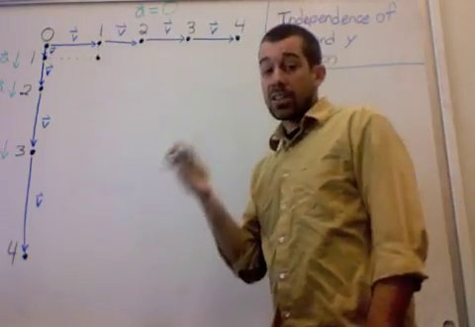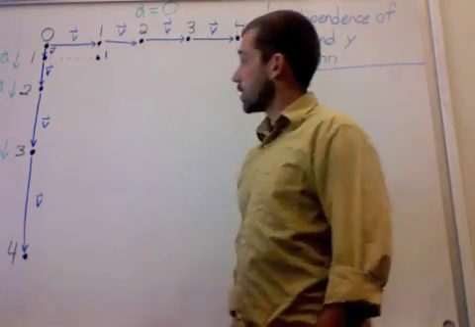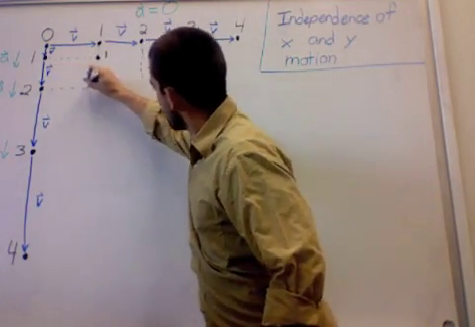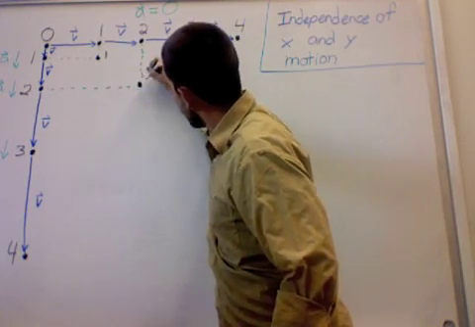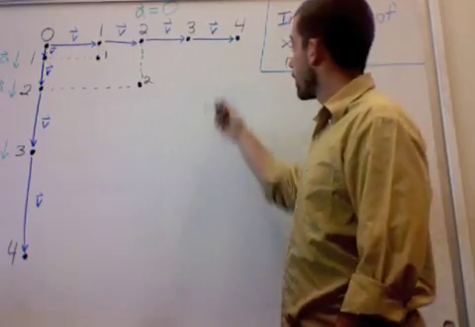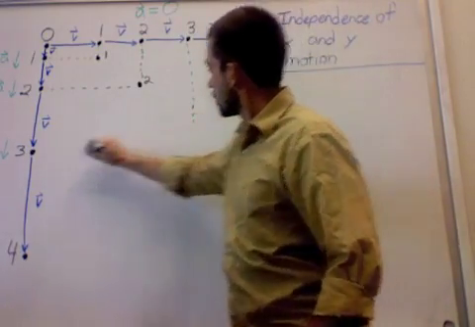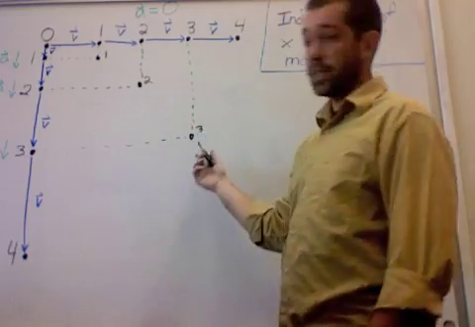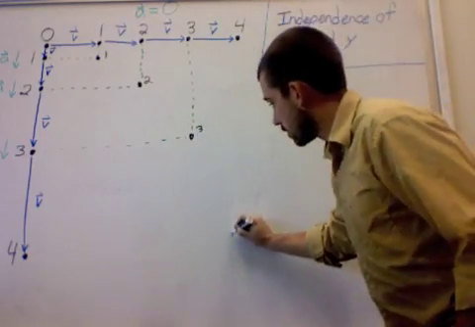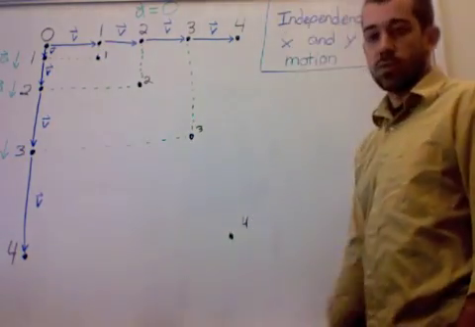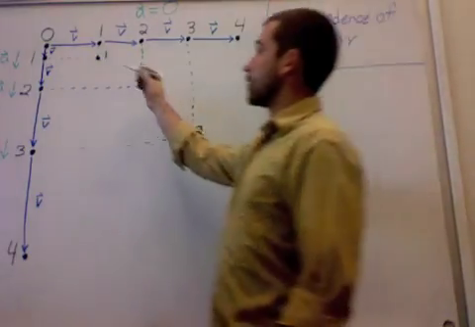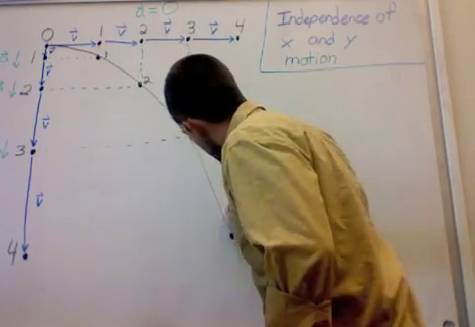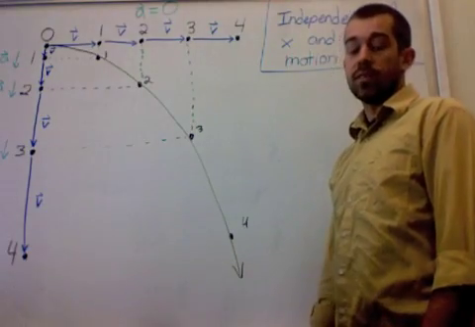So the object's actually at this point after 1 second. After 2 seconds, the object's actually right there. After 3 seconds, it's actually right there. And after 4 seconds, it's actually right here. Now this creates this lovely little parabolic trajectory for the projectile.